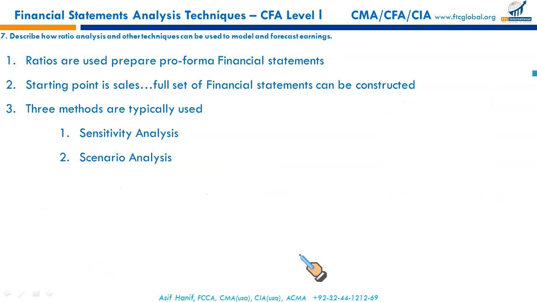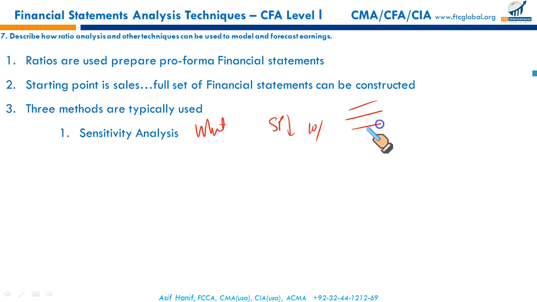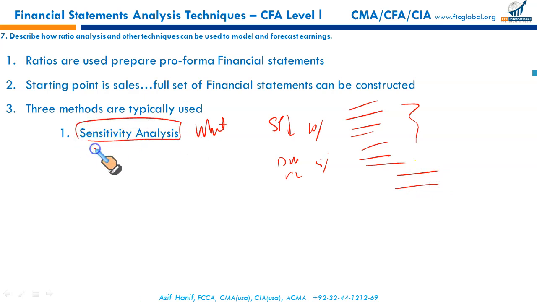How do we do it? There are three methods. One is sensitivity analysis, simply put as what if. What if selling price is reduced by 10%? How would it affect my income statement and the balance sheet items? What if the cost of production, direct material, direct labor, goes up by 5%? How would it affect my cost of production, manufacturing cost, eventually my GP and net profit margins? So sensitivity analysis, it's a what if analysis.